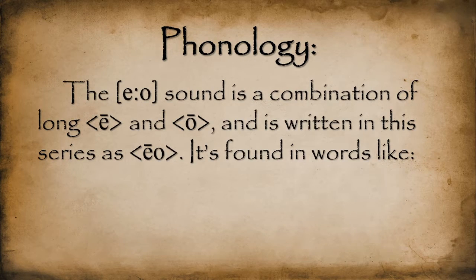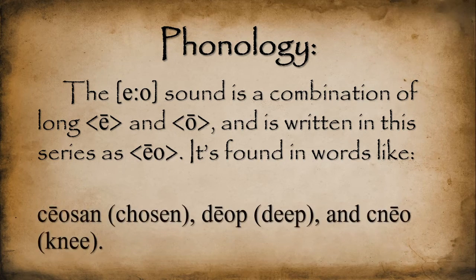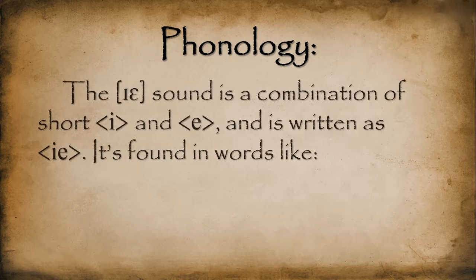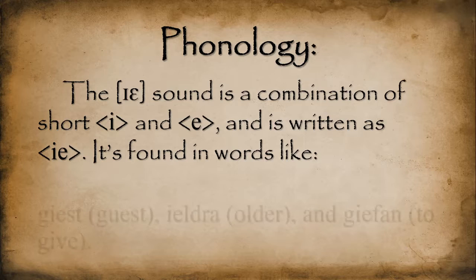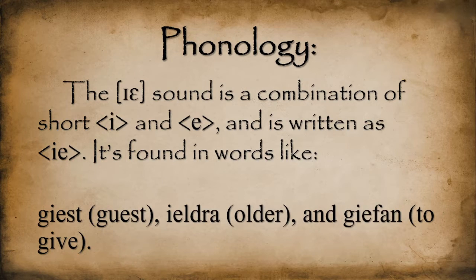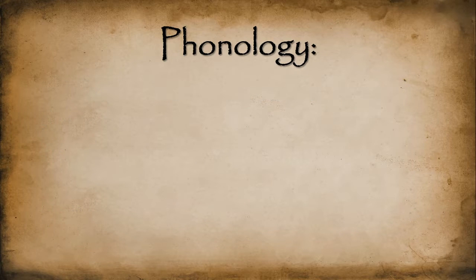The long EO sound is a combination of long E and O and is written in this series as EO with a macron on the E. It's found in words like keosan, chosen, deop, deep, and kneo, knee. The short IE sound is a combination of short I and E and is written as IE. It's found in words like jest, guest, eldra, older, and yevan, to give.